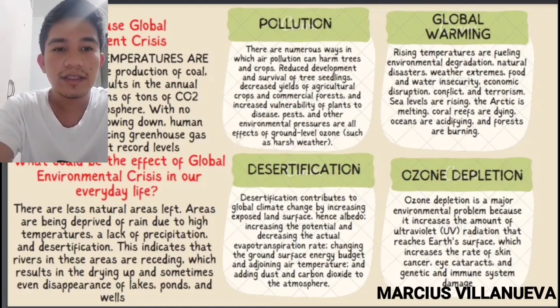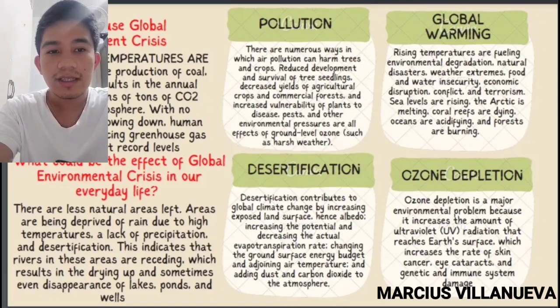Desertification. Desertification contributes to global climate change by increasing exposed land surface, hence albedo, increasing the potential and decreasing the actual evapotranspiration rate, changing the ground surface energy budget and adjoining air temperature, and adding dust and carbon dioxide to the atmosphere. Ozone depletion.